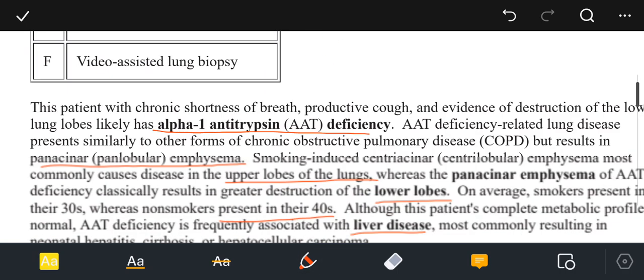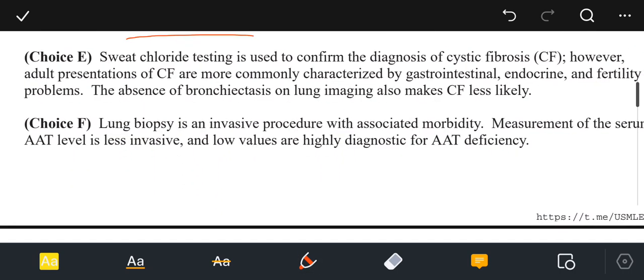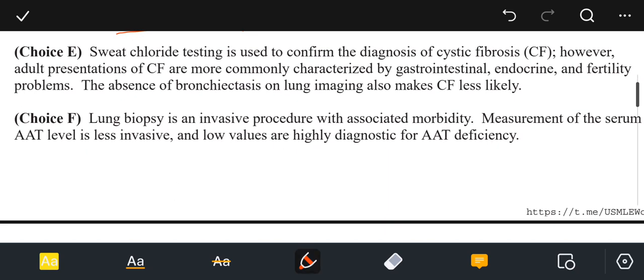This is not the option of choice because sweat chloride testing is used to confirm the diagnosis of cystic fibrosis. However, adult presentation of cystic fibrosis is more commonly characterized by gastrointestinal, endocrine, and fertility problems. The absence of bronchiectasis on lung imaging also makes cystic fibrosis less likely.